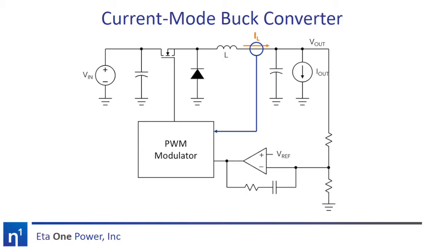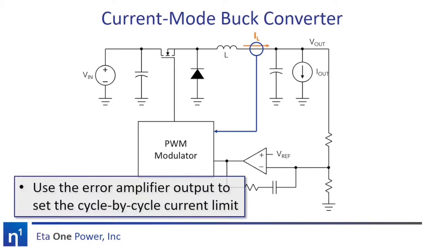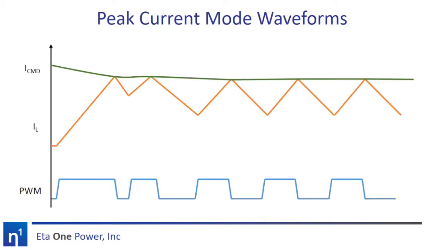We can measure the inductor current and feed it into the PWM modulator. We can use any number of methods to measure the current. For example, a Hall effect sensor, shunt plus amplifier, DCR sensing, or measuring the current through the high side switch. Instead of controlling the duty cycle, the error amplifier output is now used to set the cycle-by-cycle current limit for the topology. Let's look at the waveforms for the peak current mode controller.